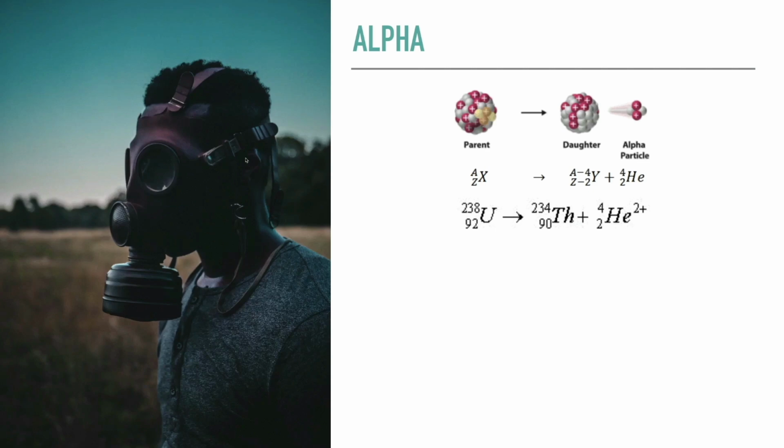Let's start with alpha particles. When a parent, an unstable nucleus, releases an alpha particle, it turns into a daughter product. That daughter product tends to be more stable. What actually is an alpha particle? Well, the nature of an alpha particle is a helium nucleus.